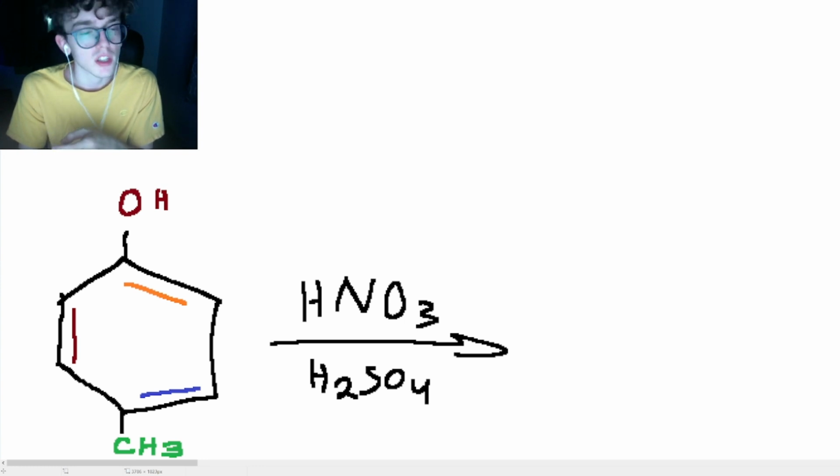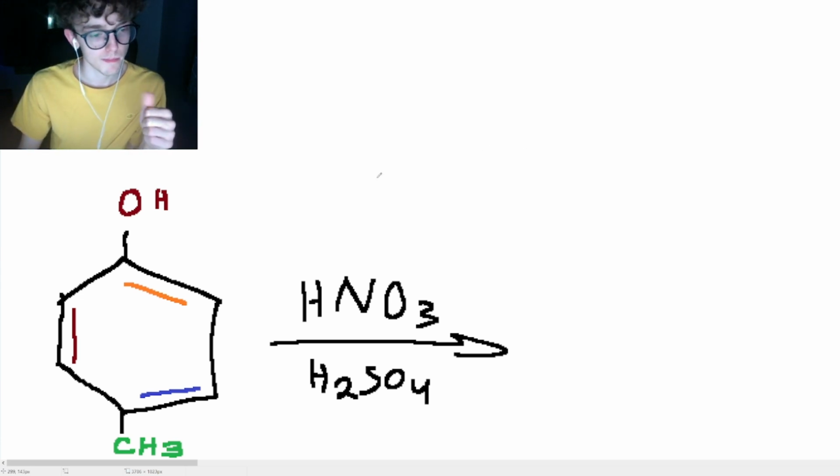I want to start with an example. I have a phenol with a methyl group in the para position to that hydroxy group, and I want you to predict the products. Alright, so before we draw the products, let's point out what these groups really are.